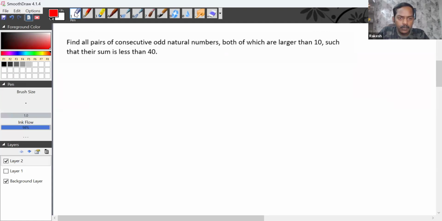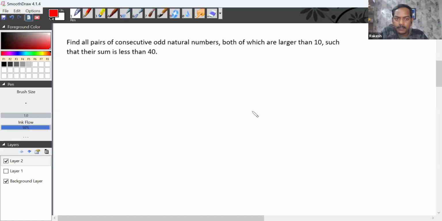Now here it says: find all pairs of consecutive odd natural numbers, both of which are larger than 10, such that their sum is less than 40, right? You can pause the video on your own, then you can continue with the solution.